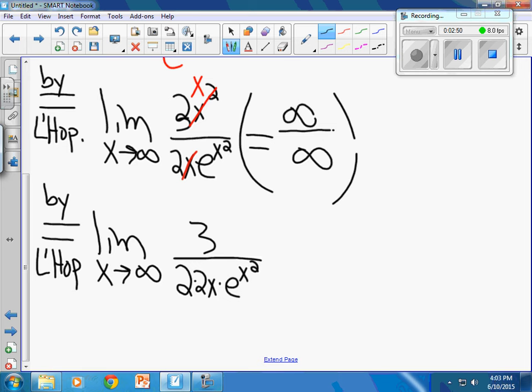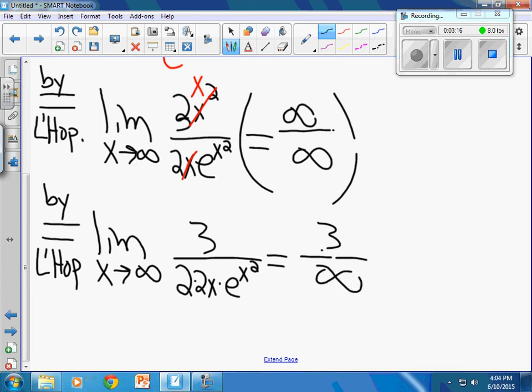Now when you do the limit, 3 is a constant. So the limit as x approaches infinity doesn't change it. It's 3. However, the limit of the denominator, as x gets larger, then x squared is going to get larger. E to the x squared is going to get very large. And then x is large. We multiply all that together, you end up with a large number again.